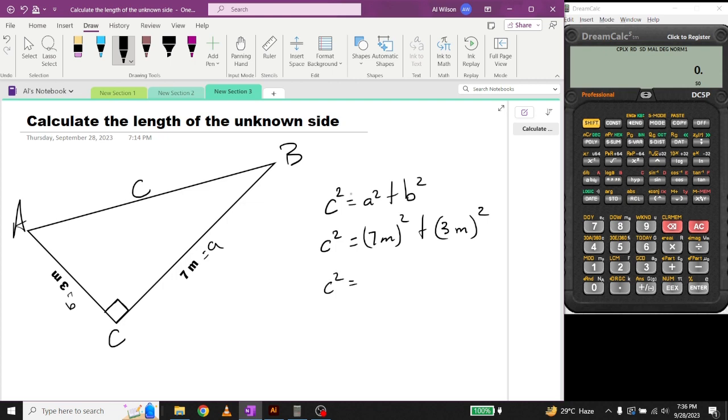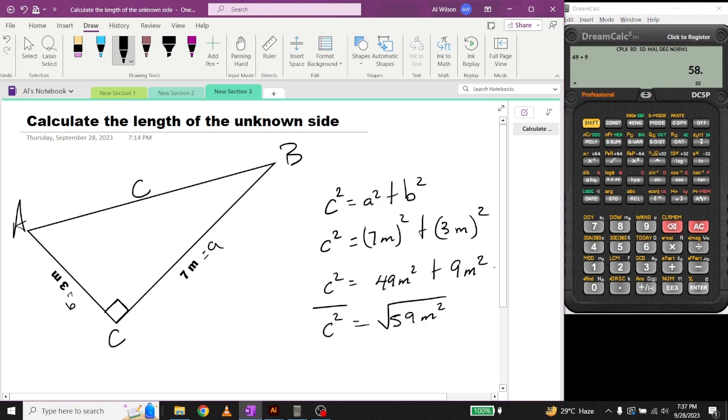So c squared is equal to, again, we're going to make use of our calculator, get comfortable with it, CXC preparation, make use of your calculators. So 7 squared, which is 49 meters squared, plus 3 squared is actually 9 meters squared. So c squared is equal to, so I'm taking this simple. As we get closer, you're going to see some other tricks that you can make use of. So 49 plus 9 is 58 meters squared.